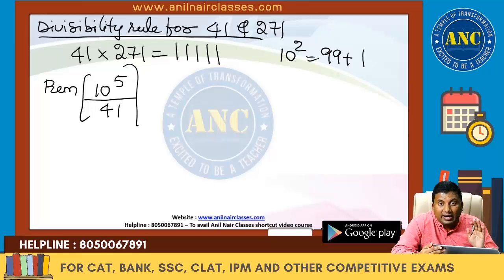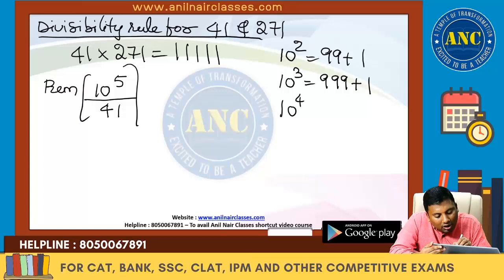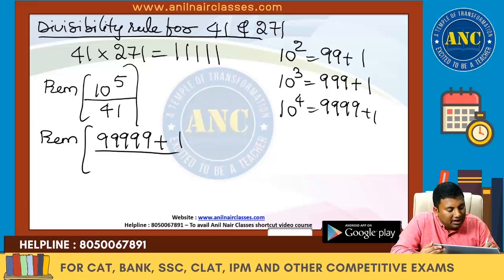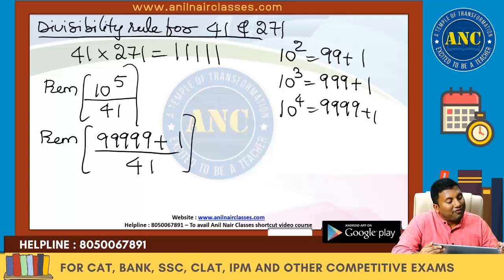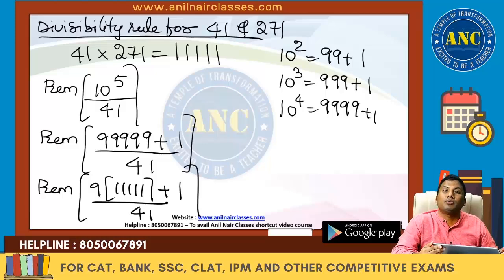10 square, I can write it as 99 plus 1. 10 cube, I can write it as 999 plus 1. 10 power 4, I can write it as 4 nines plus 1. 10 power 5, I can write it as 5 nines plus 1. Are you all with me? Divided by 41. 5 nines can be written as 9 into 5 ones, plus 1, divided by 41. Are you all with me?